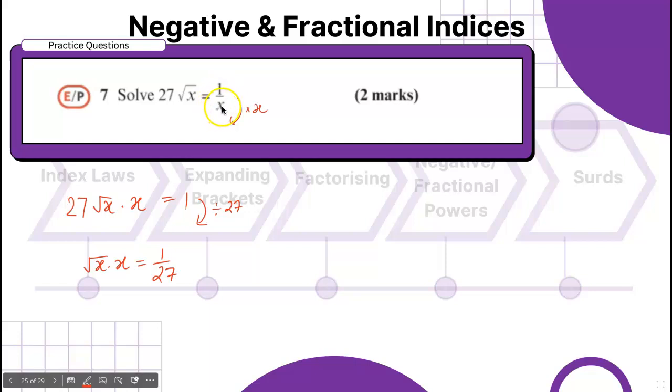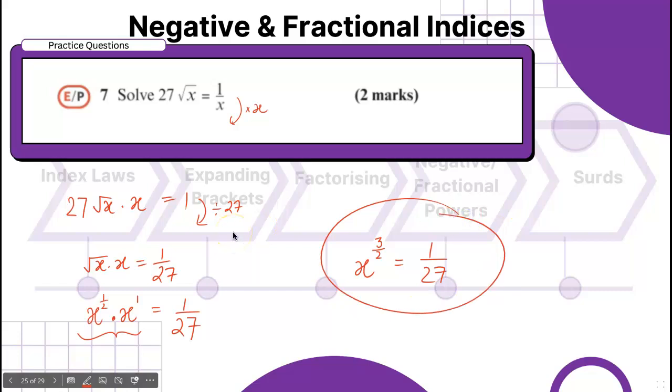Like first, let's get rid of the denominator. So we multiply by x. This gives us this, and then dividing by 27. So overall, this is what we've got. Now, root x is nothing but x to the power half times x to the power 1, is equal to 1 over 27. Okay, now it's a product rule over here. So half plus 1 will give you x to the power 3 halves, 3 over 2, that is equal to 1 over 27.